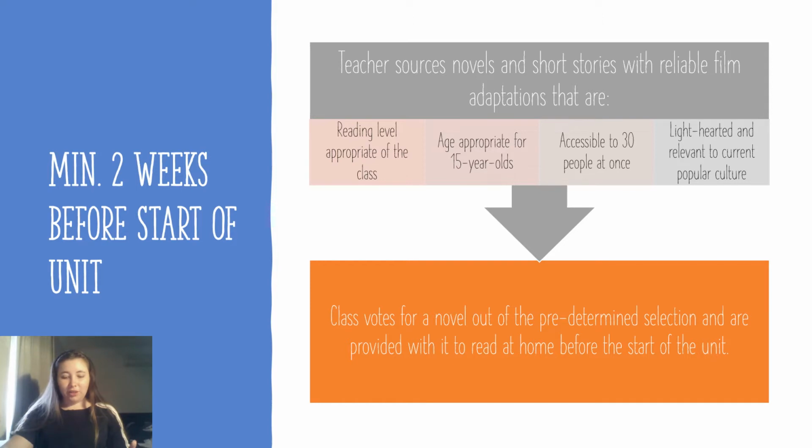Before the start of the unit, the teacher would have selected a range of potential texts to use within the unit. The aim is to use both a novel and a short story that have reliable film adaptations, but the teacher should avoid outright choosing the text. Instead, they would hold a class vote for the first text, allowing students to vote on the novel that they'll use in the unit, and giving them a few weeks to become familiar with it first by reading the novel and thinking about it more deeply.